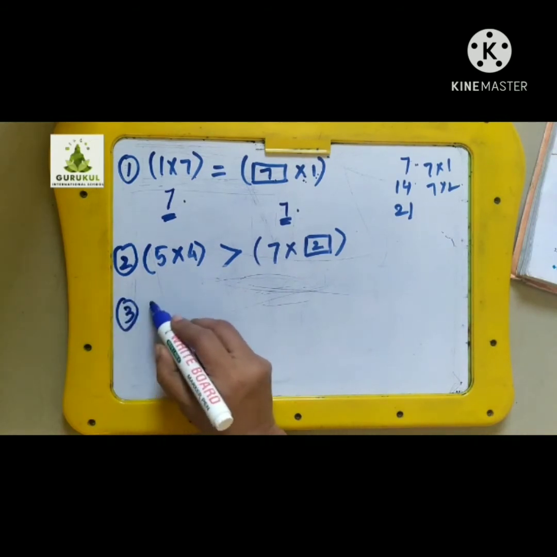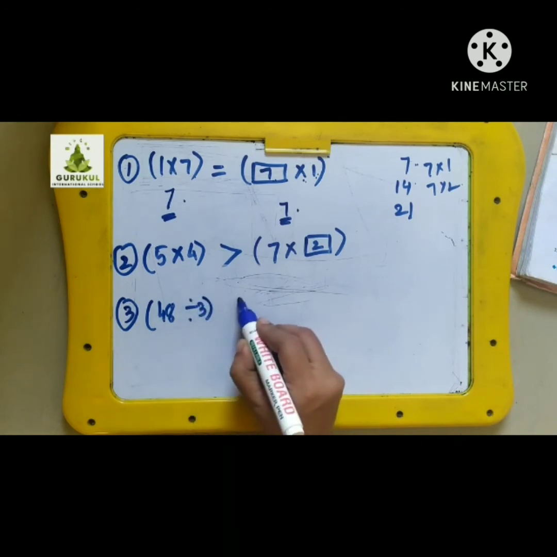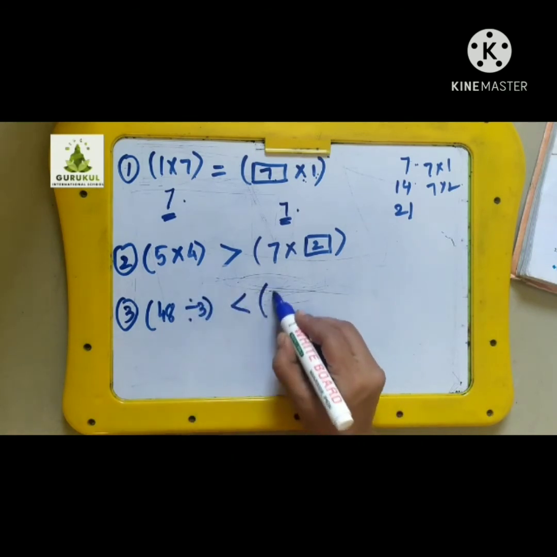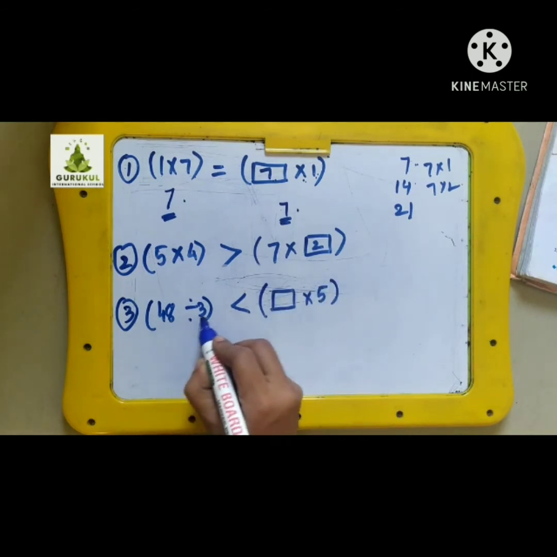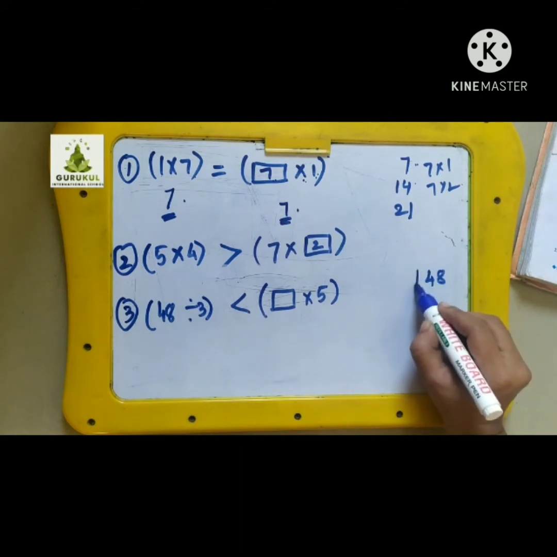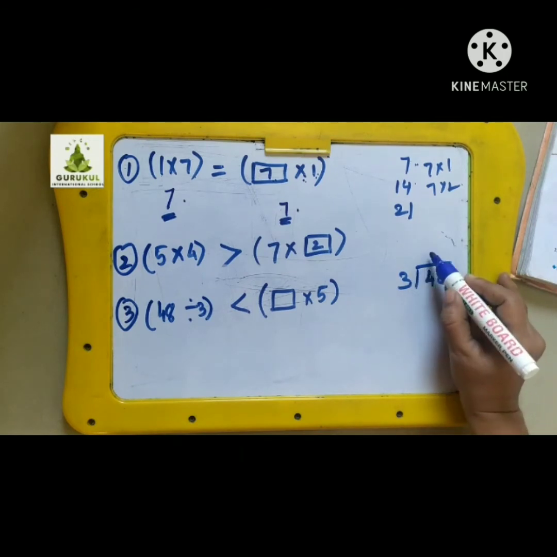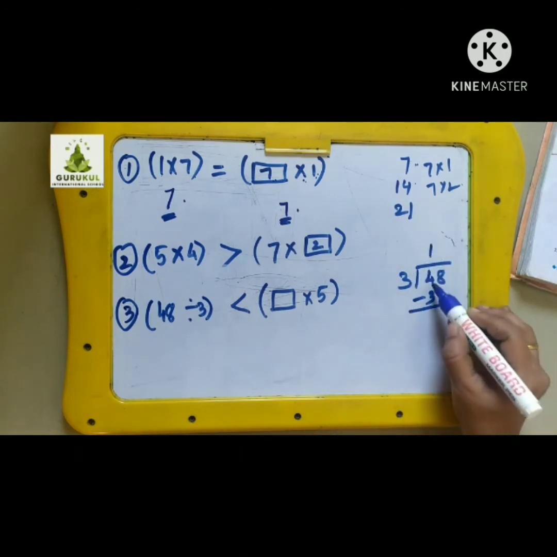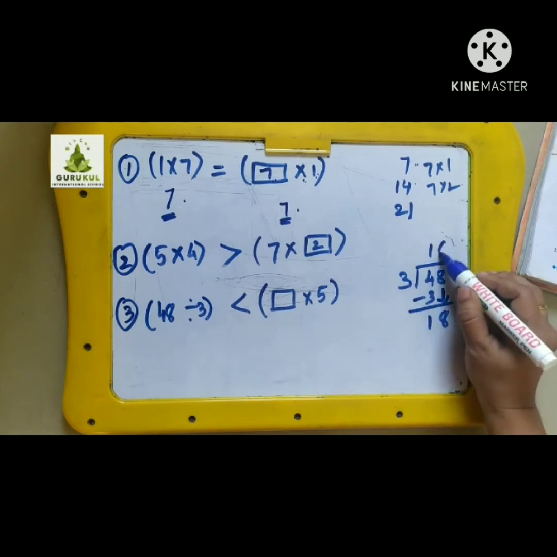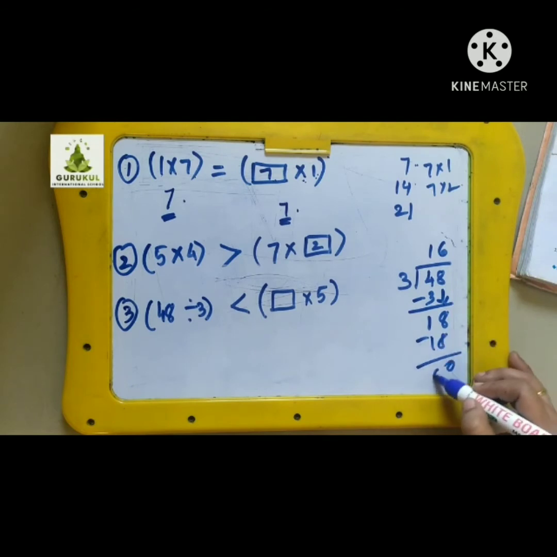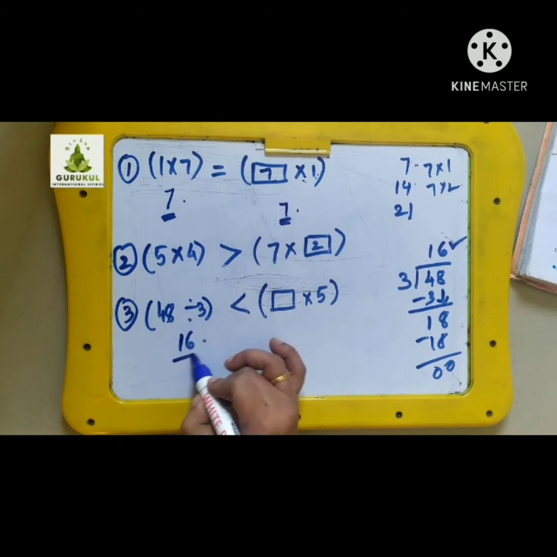See the third one, there you have 48 divided by 3. The answer is less than some number into 5. Now let us first check here. When you divide 48 by 3, what is the answer coming? That is, it is coming as 16. So you get 3 ones are 3. 4 minus 3 remainder 1. You get 8 over here. 3 6s are 18. So what quotient you got? 16. That means 48 divided by 3, you get the number as 16.